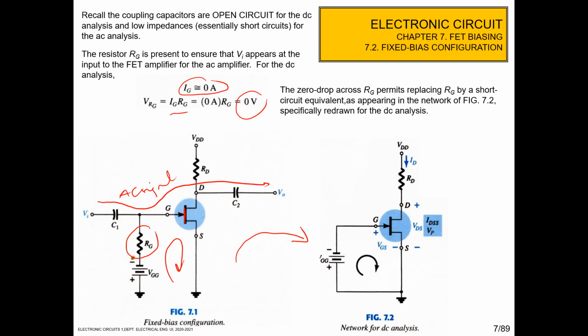Then we can see from this figure that the voltage between gate and source depends on VGG. If we increase or decrease VGG, VGS also increases or decreases. It depends on VGG.